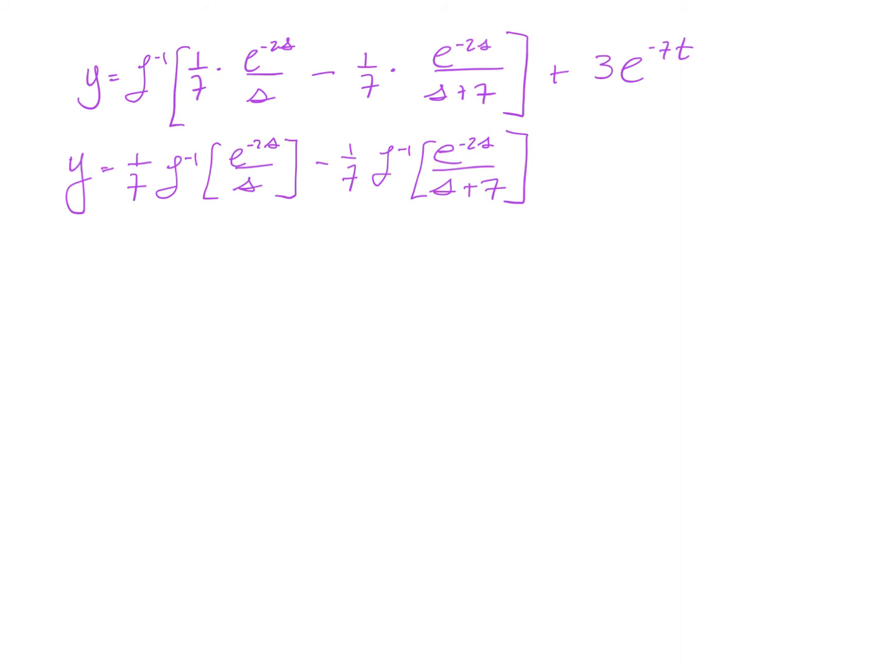Now these two inverse Laplaces, we know. We can look these up in a table. All right, so the first one, the inverse Laplace of e to the negative 2s over s, that is the Heaviside function, u2. So that would be u2 of t.